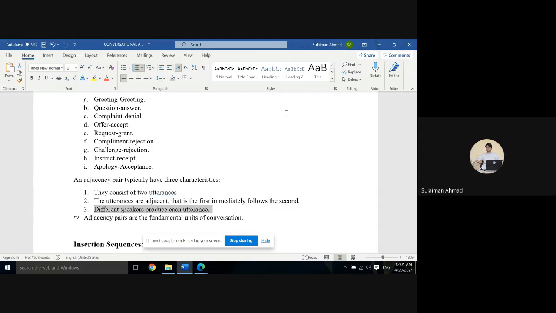And they must be uttered by two different speakers. They must be produced by different speakers. If I say Assalamu alaikum and then no one responds and I say Wa alaikum assalam, it's not an adjacency pair. Have you heard that joke related to this point? Are you people there? Yes, sir. Okay, let me tell you a joke regarding this.